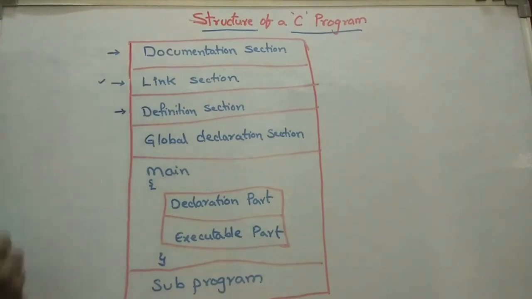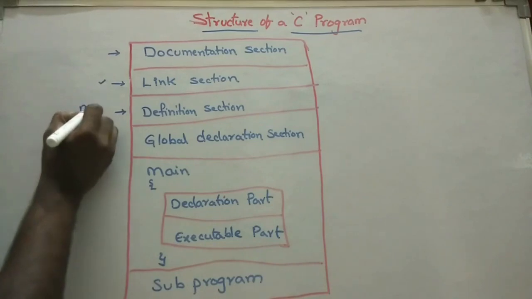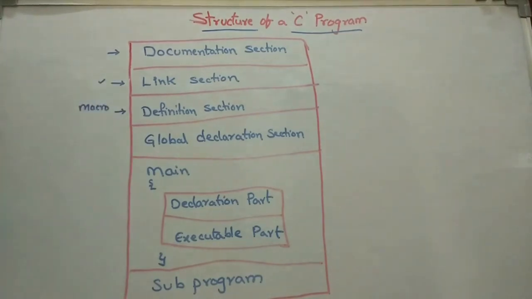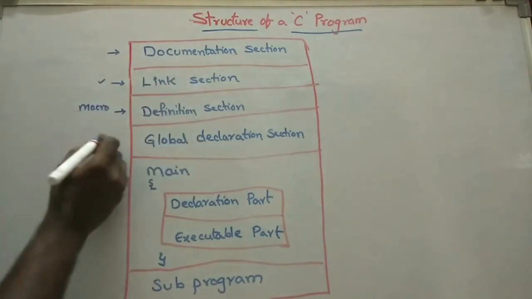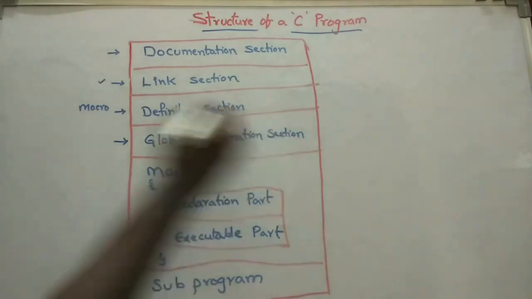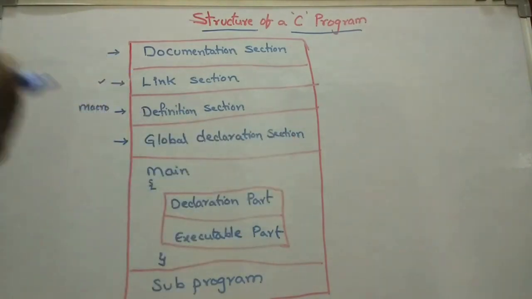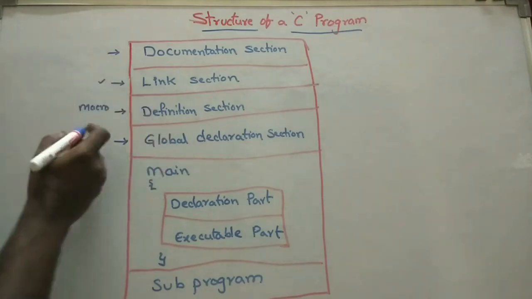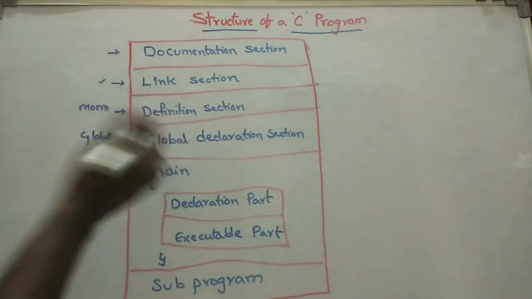And the third one, the definition section. What is meant by the definition section is that here we define some constant values by using macros. And the global declaration section means that a variable can be declared as global.